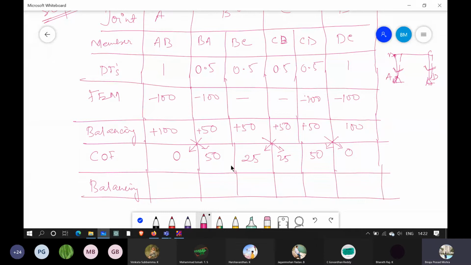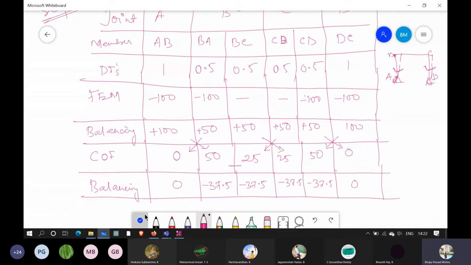Okay, so this is 75. So plus 75. The balancing moment will be minus 75. So again into 0.5, minus 75 into 0.5 is minus 37.5. This is again minus 37.5. This is again minus 37.5. This is again minus 37.5. This one will be 0. This one will be 0.